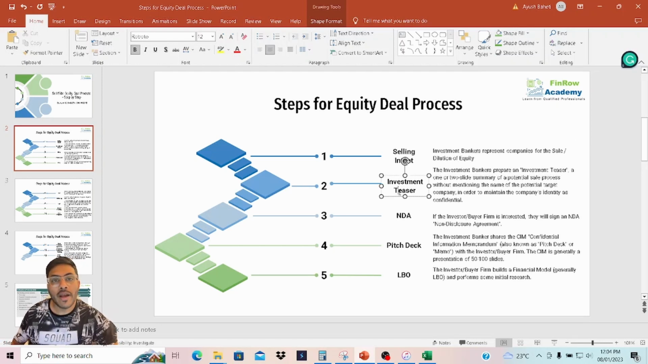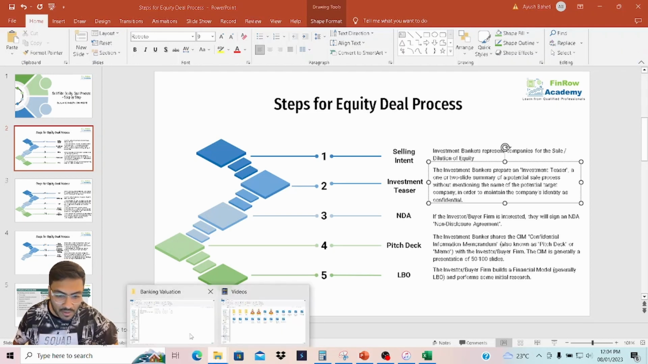In step two, investment banker prepares an investment teaser in order to look for potential buyers. Now, investment teaser is nothing but one or two slide document which summarizes the company background and is mostly on a no name basis. So let's go through the slide. The investment banker prepares an investment teaser, a one or two slide summary of a potential sale process without mentioning the name of the potential target company in order to maintain the company's identity as confidential.